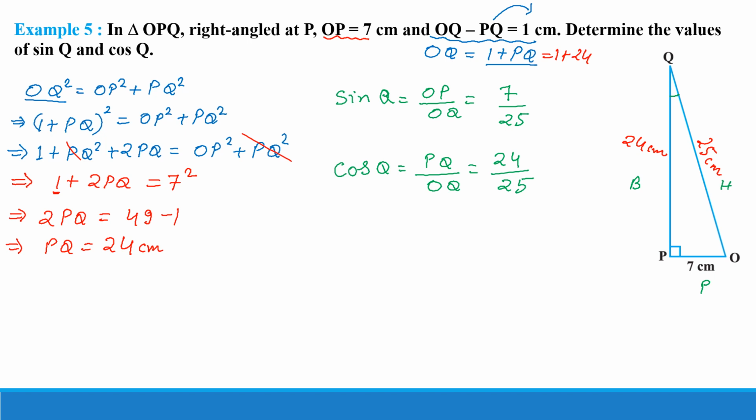So easy one. So this is how the questions can be solved for trigonometric ratios. For today's class, this is all. We will meet with some more questions of the first exercise of the NCERT book.